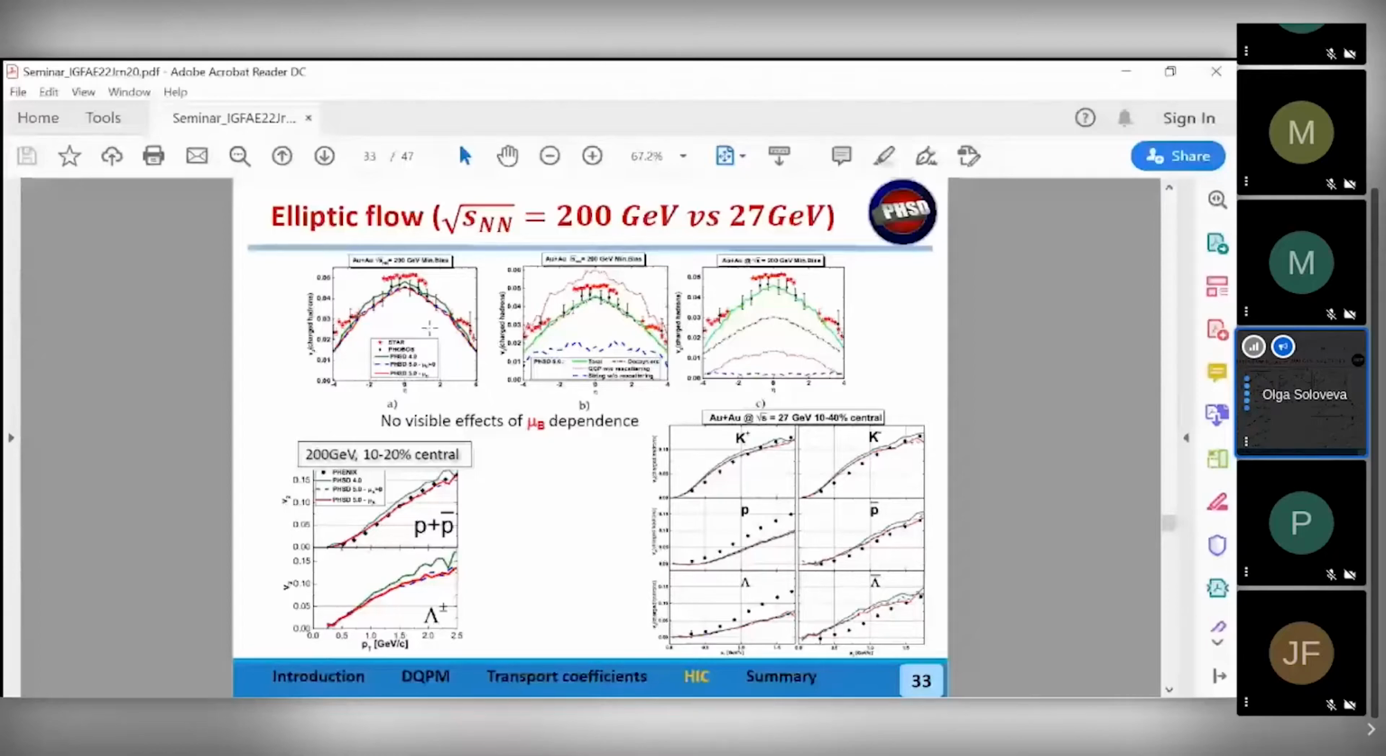And we have studied as well V2 for baryons and antibaryons for different energies, because it's more interesting to study small energies where MIB is higher. But unfortunately, in these cases, where square root of s, for example, is 27 GeV, maybe MIB will be larger, but the fraction of QGP is too small to see any difference in the observable.